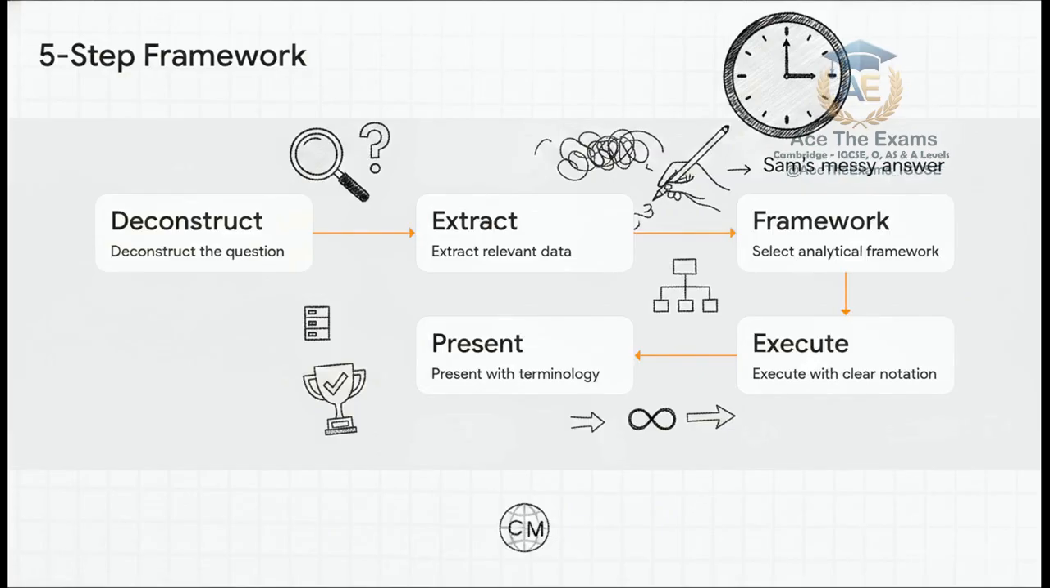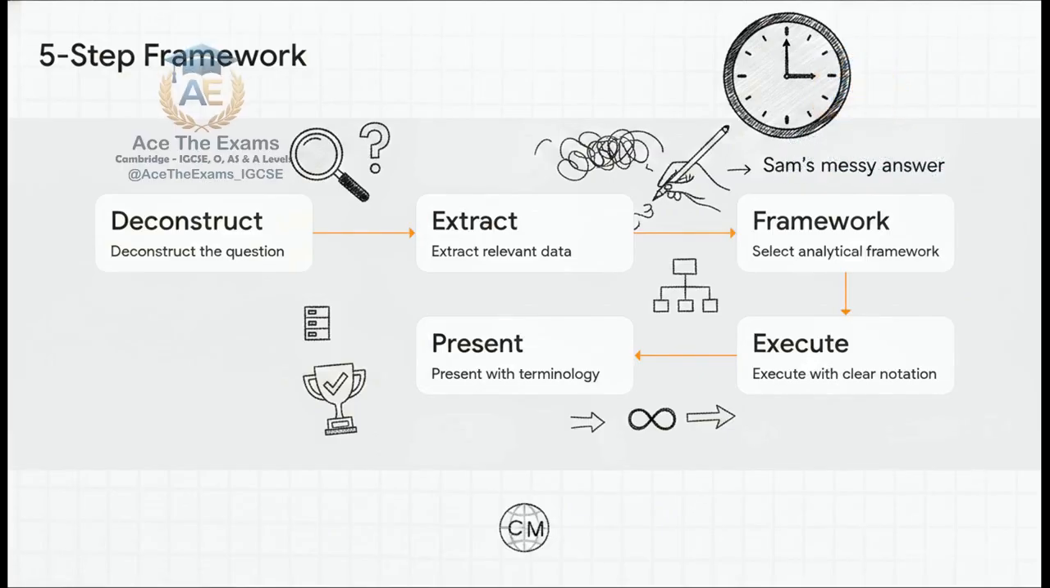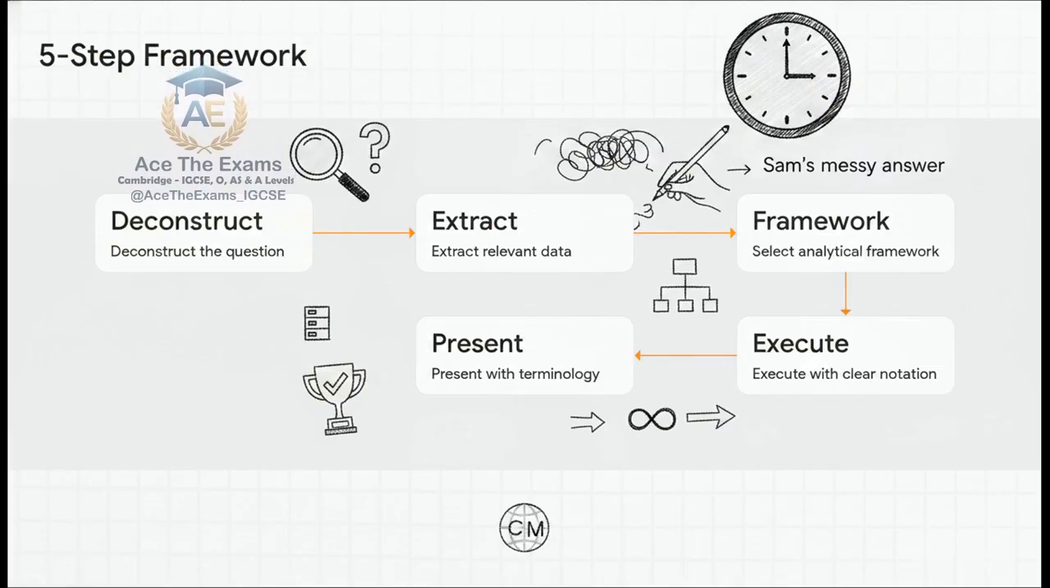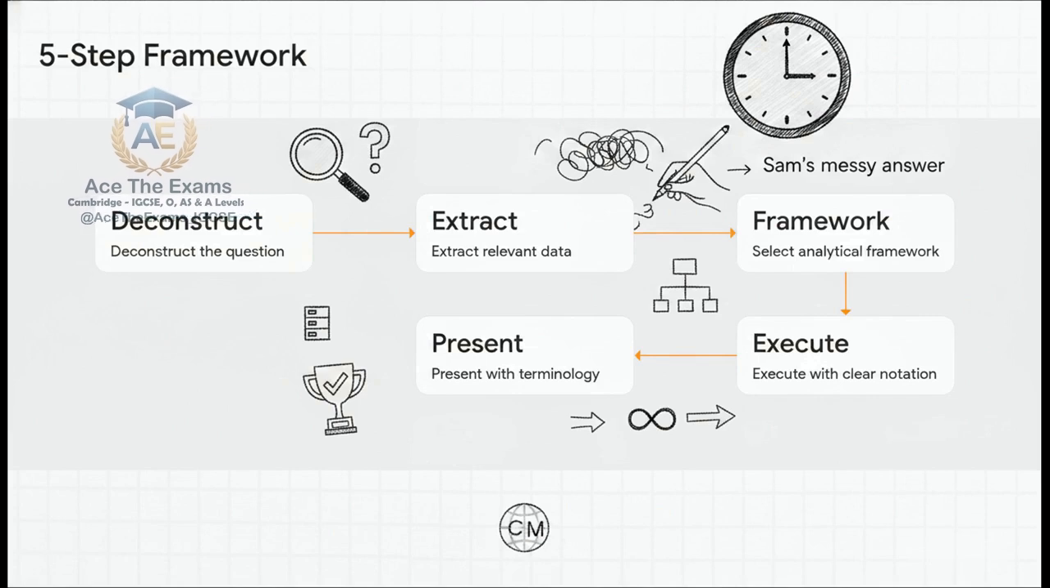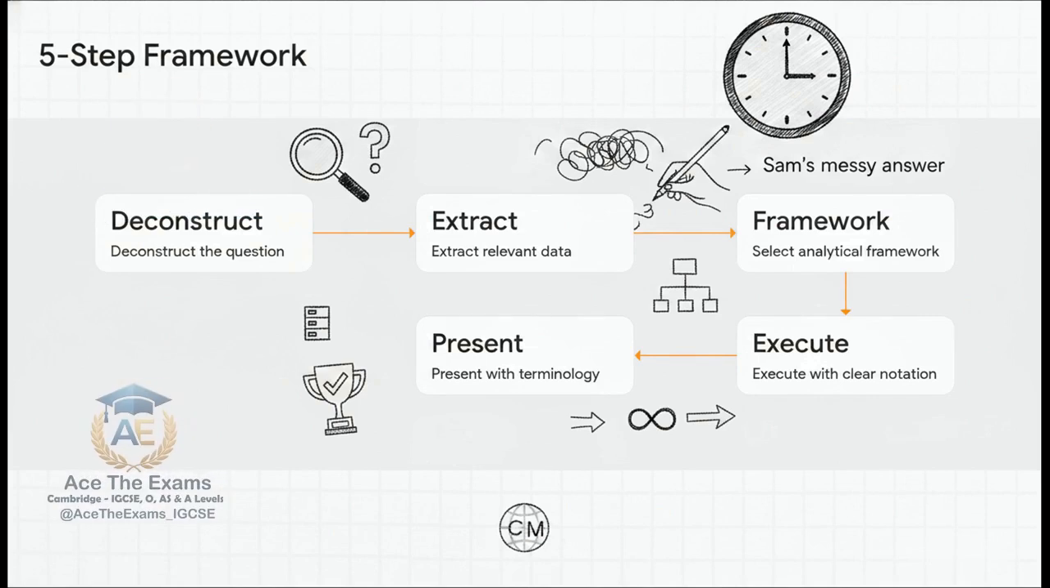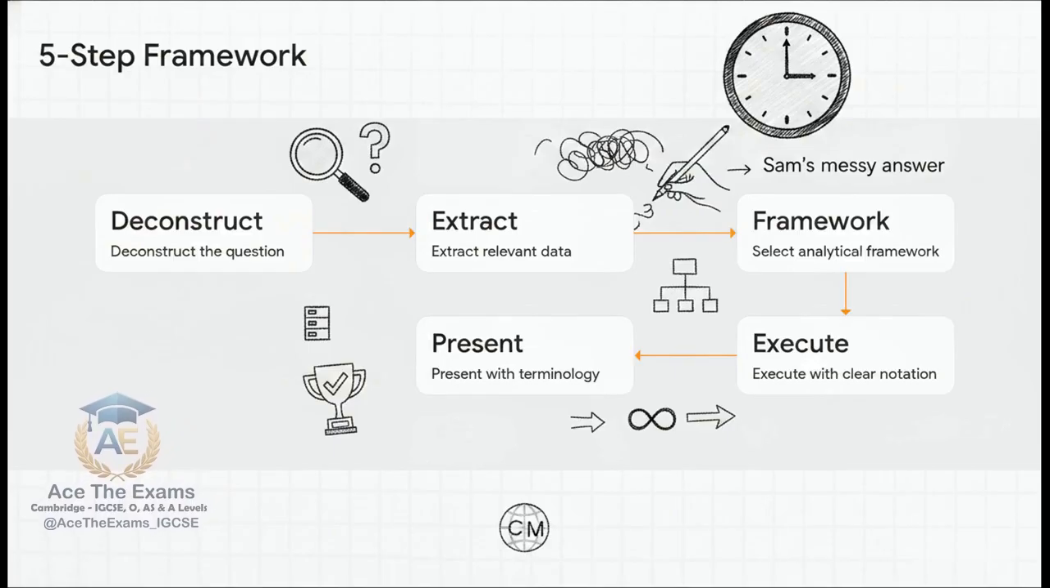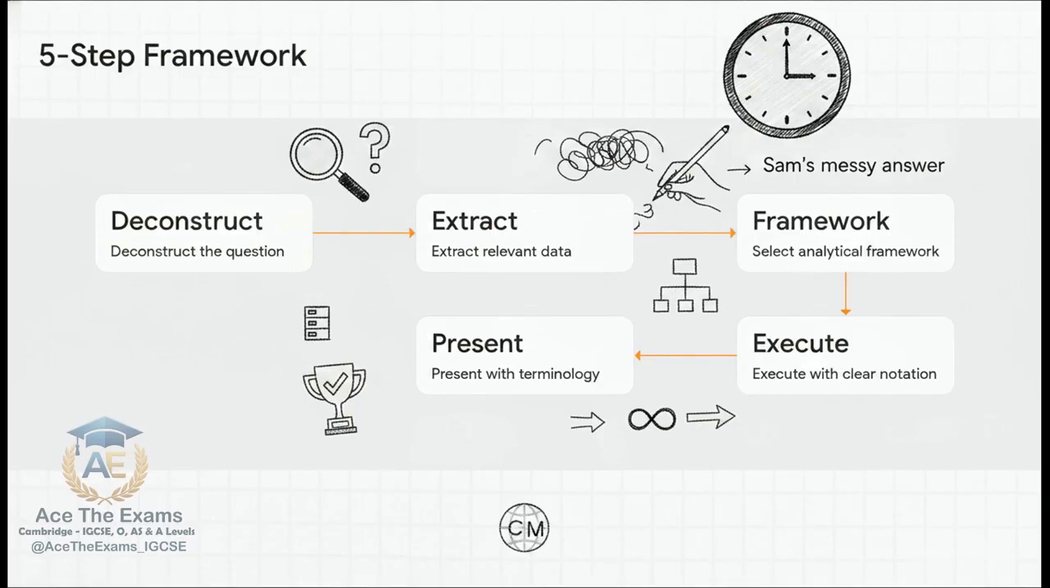Step 4. Execute with clear notation. This is exactly where Sam failed. We must explicitly write out x1 equals f of 2, keeping the full calculator display for our intermediate steps. And finally, Step 5. Present the final root with the correct terminology, rounded to the requested 3 decimal places. Applying these strict presentation conventions completely changes a messy 1-mark answer into a perfect 3 out of 3.